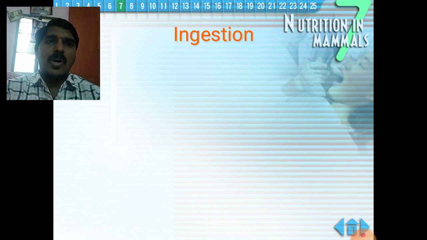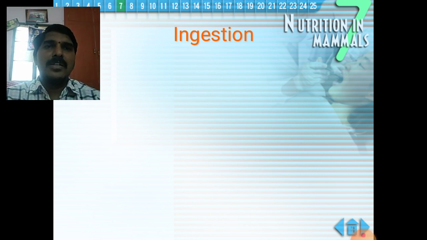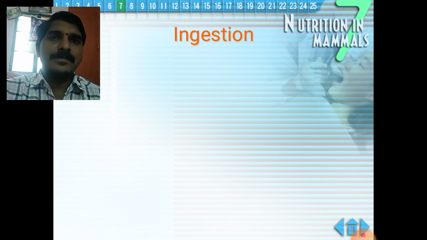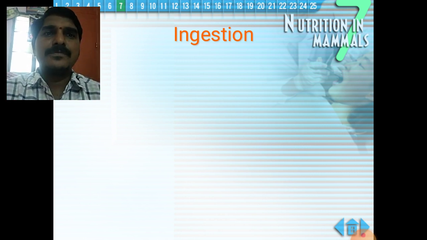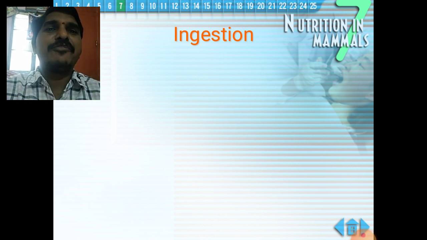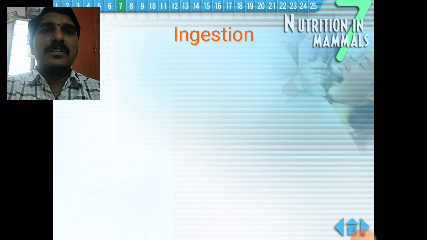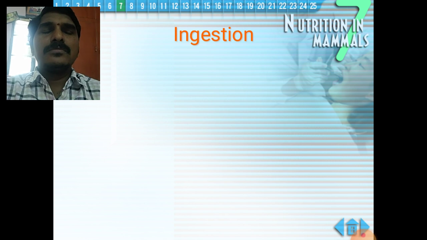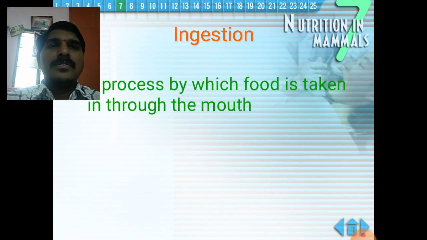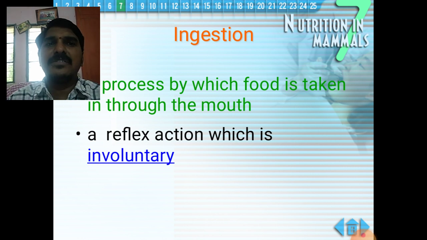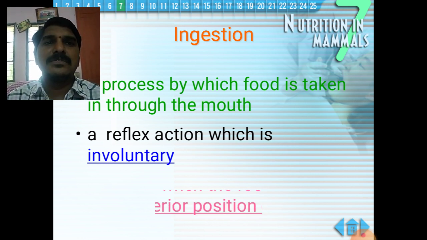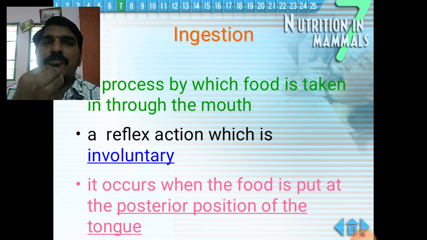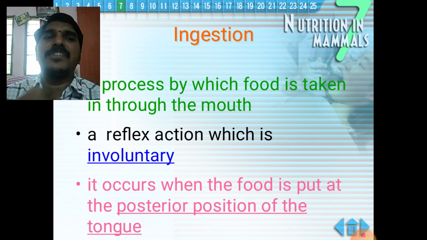The process of intake of food into the mouth cavity is called ingestion. Different animals take food in different ways. For example, a butterfly sucks the honey, nectar. So many animals take food in different ways. Ingestion is a reflex action which is involuntary. It occurs when the food is put at the posterior part of the tongue.